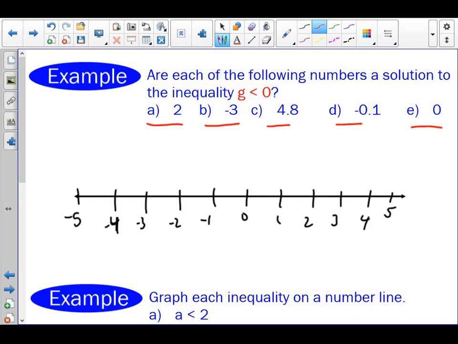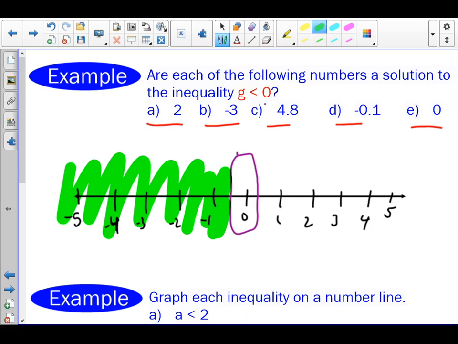Okay, so let's find 0 on the number line. Here's 0 right here. If it's less than 0, is that to the left of the 0? Or is it to the right of the 0? Answer, it's to the left. So we're interested in anything left of the 0. So in each case, we have to say, okay, is this number in that green area?